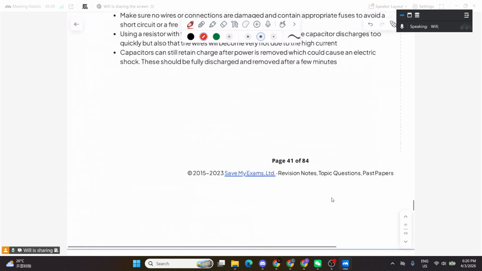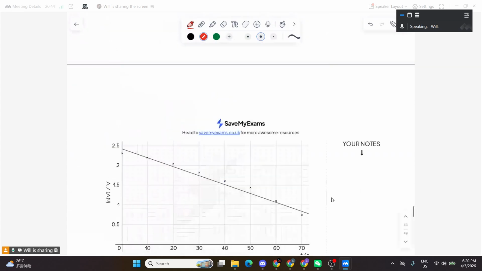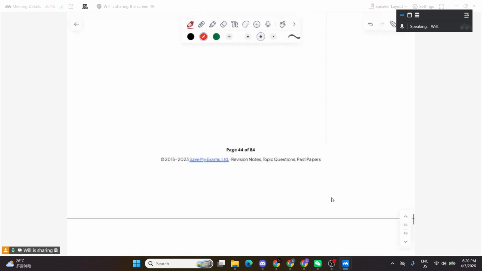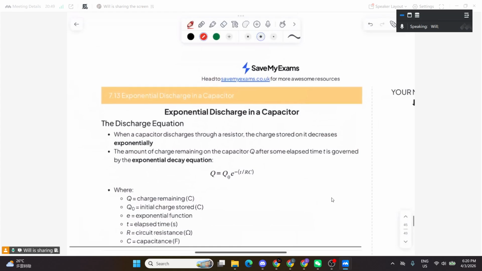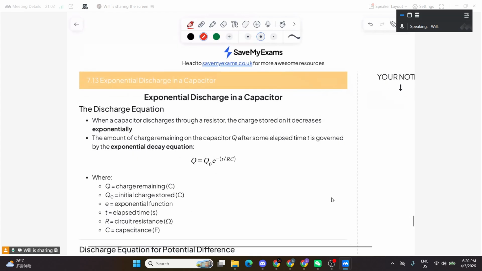If you want to go deeper to understand the exponential curve, we want to find the formula for the exponential discharging of the capacitor. We just mentioned the curve is an exponential decay, so we can use a mathematical formula to describe the exponential decay equation.